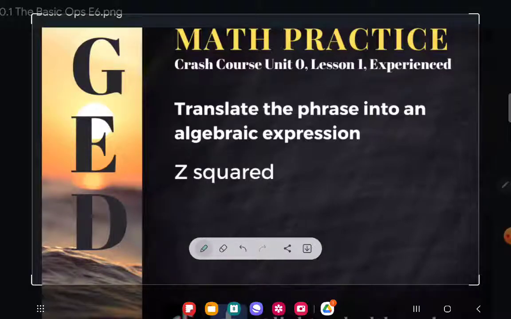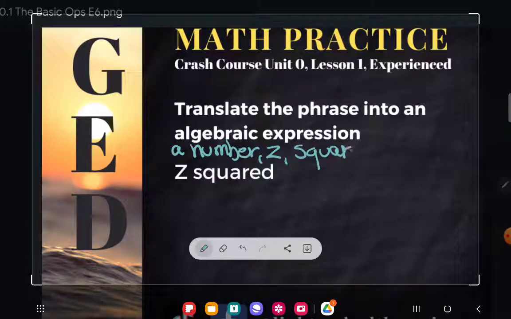Z squared. This could also say a number, Z squared. It would mean the same thing, just that Z is some unknown number, some number we don't know, a variable that could change. It could be 3, it could be 5, it could be 7. We don't know. So we'll just call it Z. That's all I'm saying by Z, that it's some mysterious unknown number.